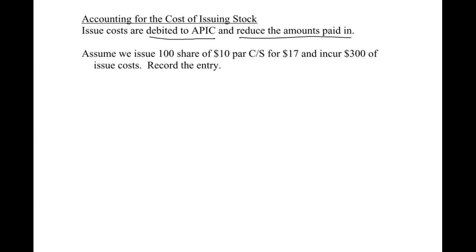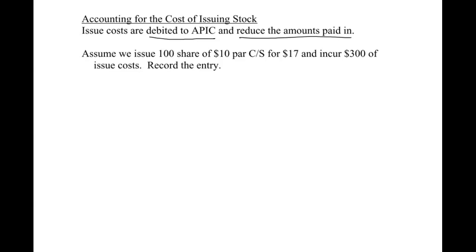So typically when we issue stock, we collect cash and we'll end up having a credit to additional paid-in capital to catch the difference between par value and what we issue them for. And that means we're just going to back some out of that. All right, so we issue 100 shares of $10 par common stock for $17 and incur 300 of issue costs.